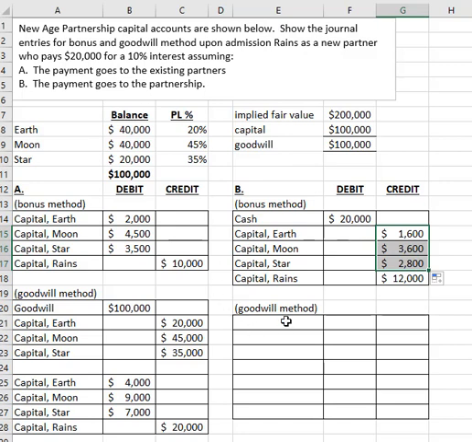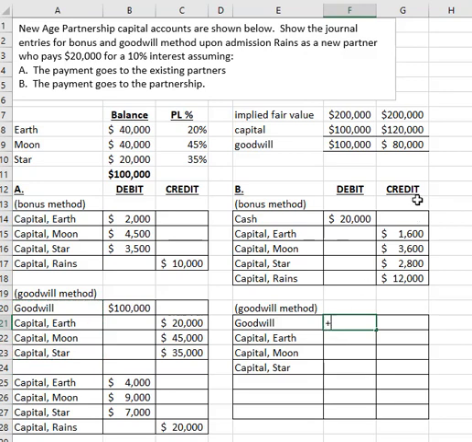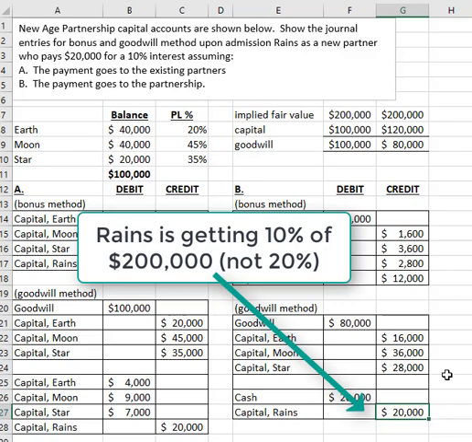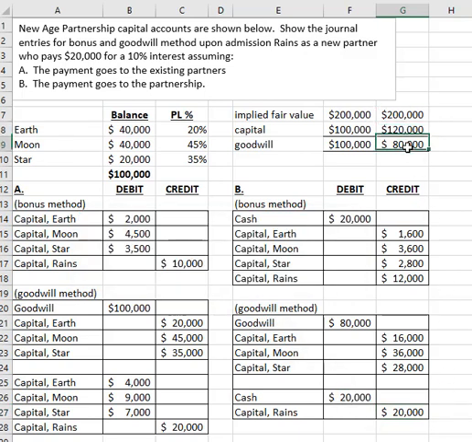Now what about the goodwill method? So under the goodwill method, the implied value is still 200,000, but now you have capital of 120. And so the goodwill is 80,000. And that, of course, is going to be spread based on their profit and loss percent. Try that again. There we go. And then now we're going to record the cash, and it can all go into Rains' account. Because Rains is now going to have exactly 20% of 200,000. The 100,000 plus the 20 plus the goodwill of 80.